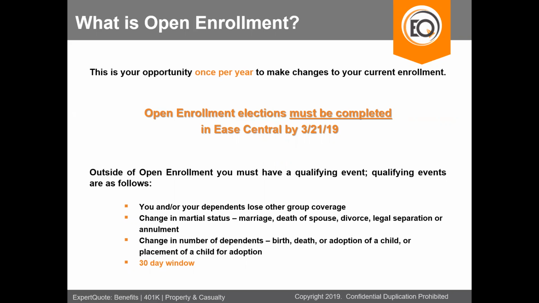Your open enrollment elections need to be completed in eCentral by March 21st, 2019. So you have from the 14th to the 21st to make any changes that you need.